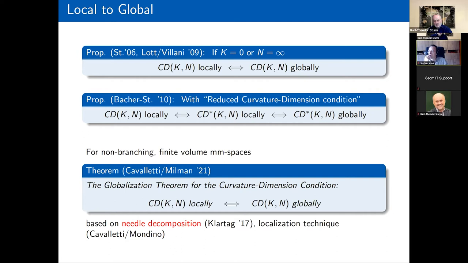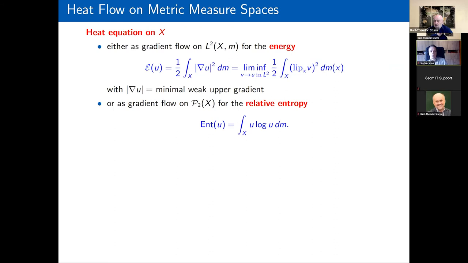And the next question we want to address is, what can we learn concerning analysis on metric measure spaces from these curvature conditions? And to do analysis or to deduce analytic estimates, we need a Laplacian or heat equation, or at least an energy functional. And for the heat equation, the traditional way would be to start with the energy, and you say the heat equation is a gradient flow in L2 space of the energy.